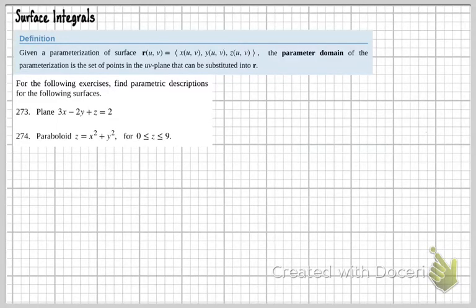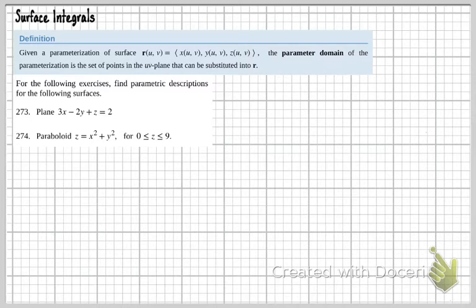Surface integrals. Given a parameterization of surface r(u,v) equaling (x(u,v), y(u,v), z(u,v)), the parameter domain of the parameterization is the set of points in the uv plane that can be substituted into r. So if you look below here, it says for the following exercises, find parametric descriptions for the following surfaces. So we're going to just do both of these.